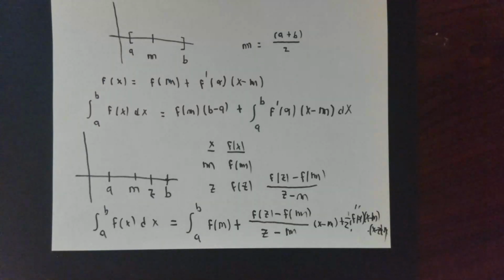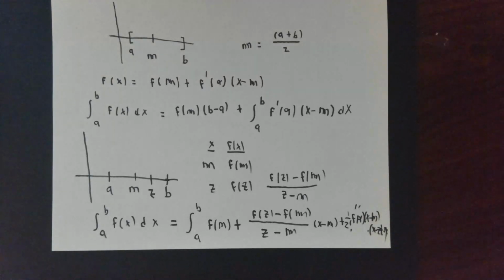Suppose that I toss in another data point. I'm going to interpolate not only at x equal m, but also at some other point of the interval, which I'll just refer to as z. I'll have my Newton interpolation table for x equals m and x equals z. I can write out the interpolating polynomial.